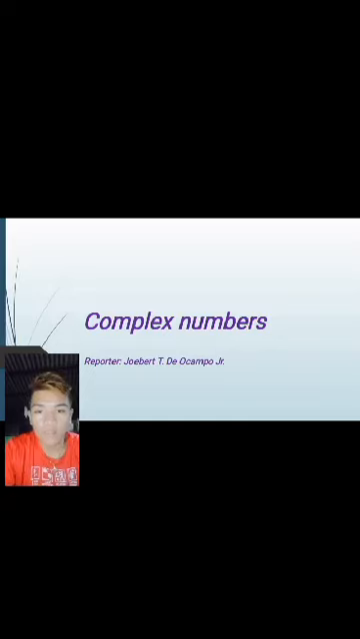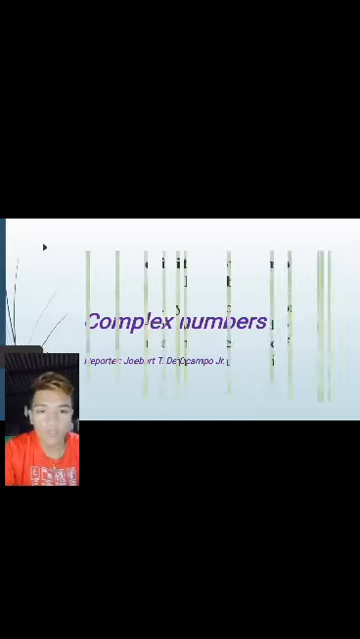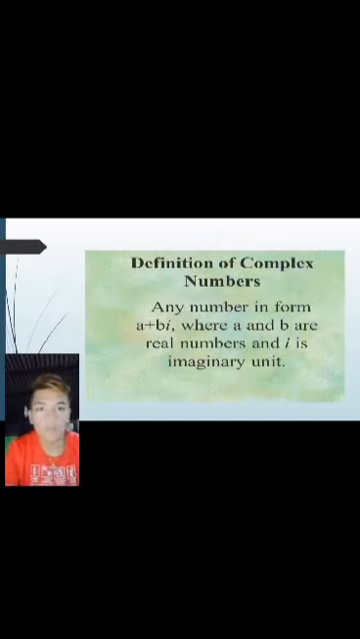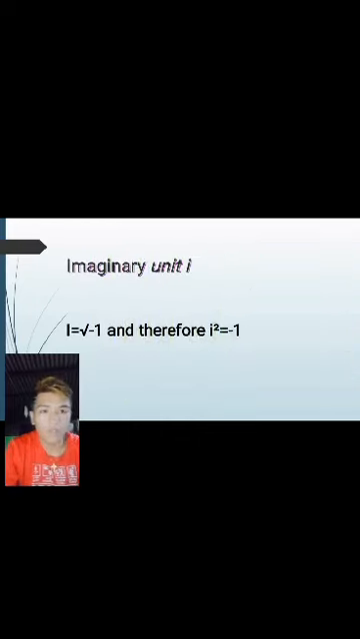So let me discuss to you my topic, and it's all about complex numbers. The definition of complex numbers: any number in the form a plus bi, where a and b are real numbers and i is the imaginary unit. The imaginary unit i is equal to the square root of -1, and therefore i to the power of 2 is equal to -1. Note that -1 is also a square root of -1.